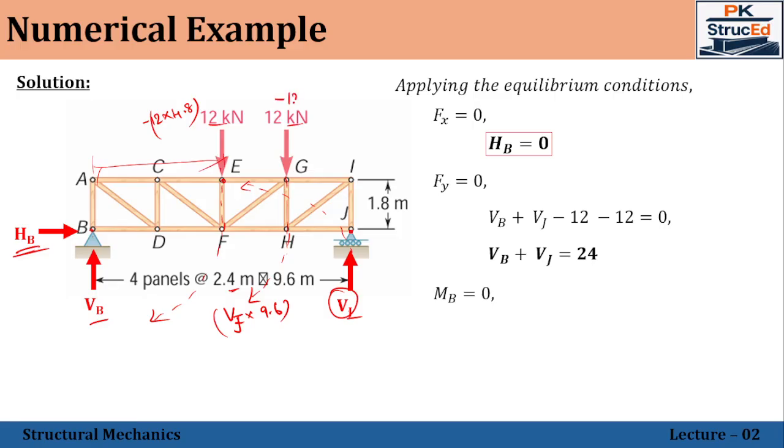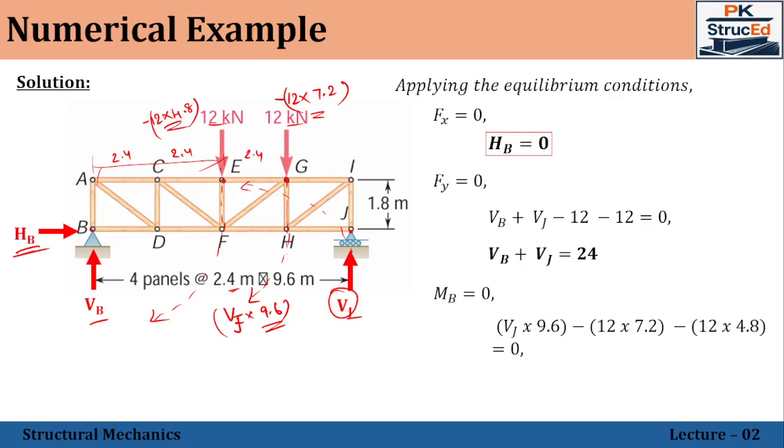So minus 12 into the perpendicular distance from point G to point A or B, both are in the same line. That is 2.4, 2.4, 2.4, so you get the value 7.2. That's what has been shown here. VJ into 9.6 minus 12 into 7.2 minus 12 into 4.8 is equal to 0. Solving this equation, we get the value of VJ as 15 kilonewton. Substituting the value of VJ in the earlier equation, we get VB as 9 kilonewton.